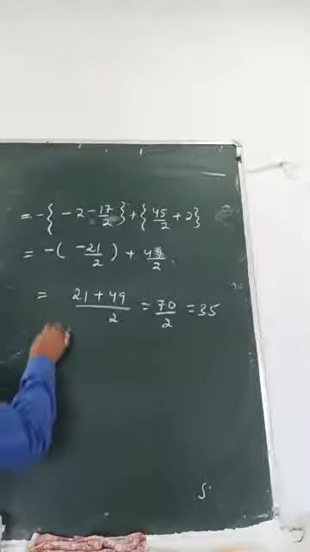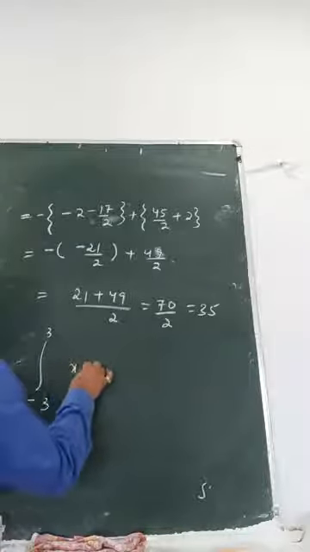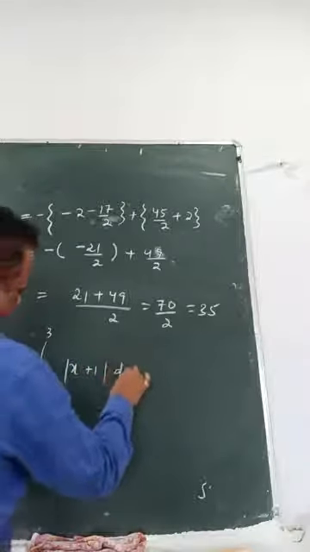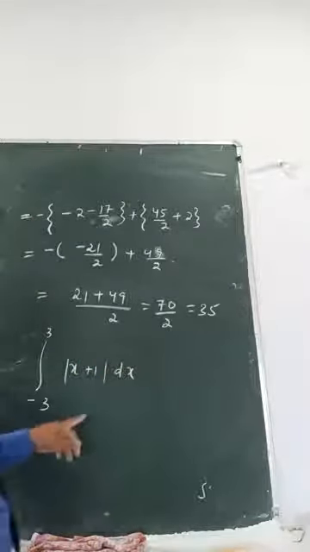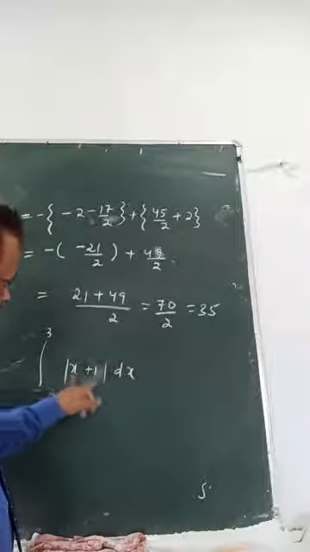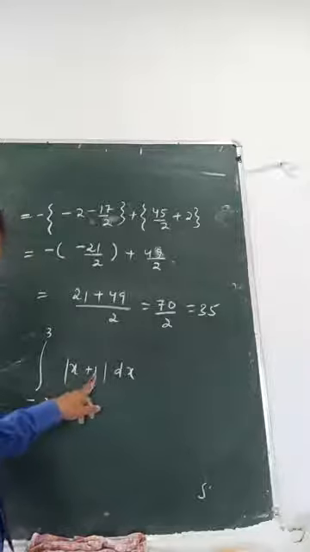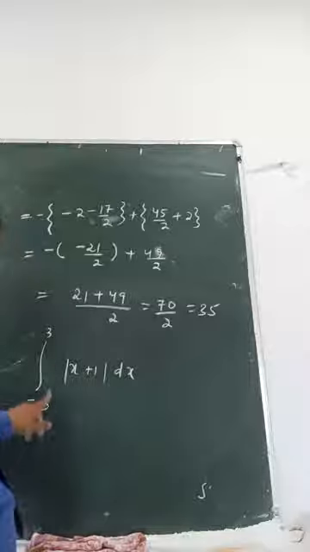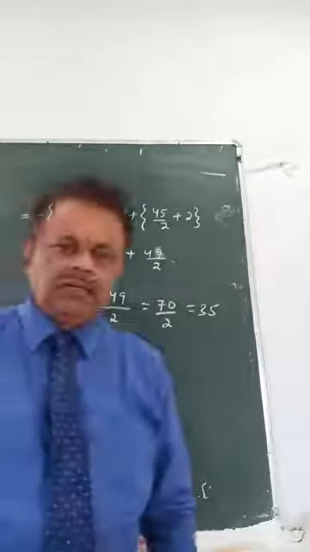Integral from minus 3 to 3 of modulus of x plus 1 dx. Okay, how to write directly? Between, what is the value here? When you make it equal to 0, then x is minus 1. So minus 1 means between minus 3 and 3 you got a point minus 1.